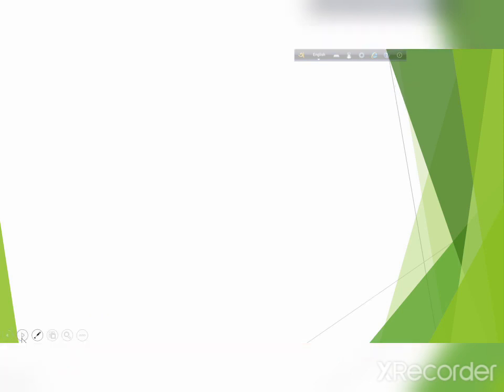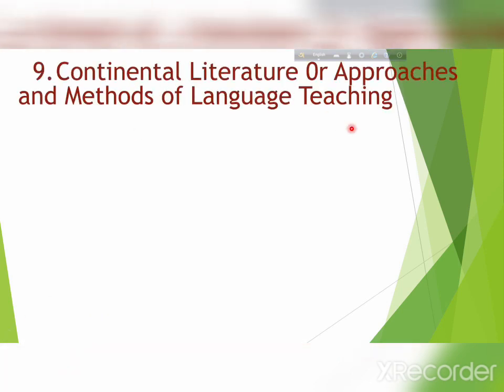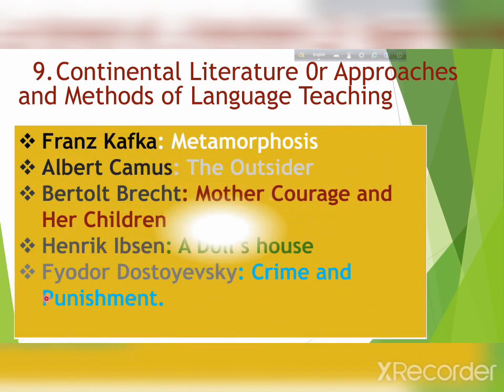Next course is Continental Literature or Approaches and Methods of Language Teaching. Among these two courses, we will study the second one. That means you need not study the course Continental Literature. But you can study by yourself if you know about world literature.